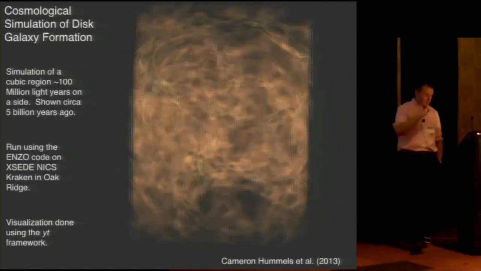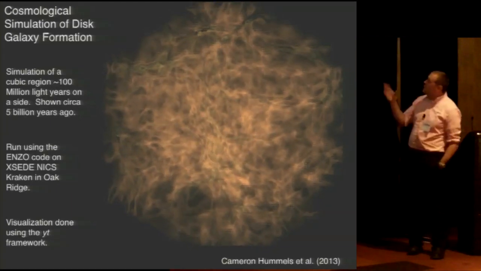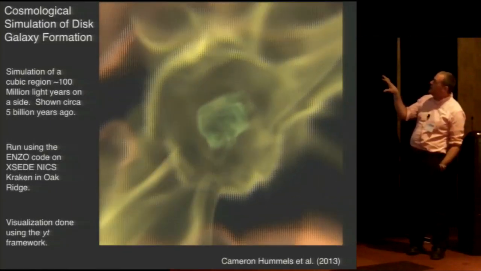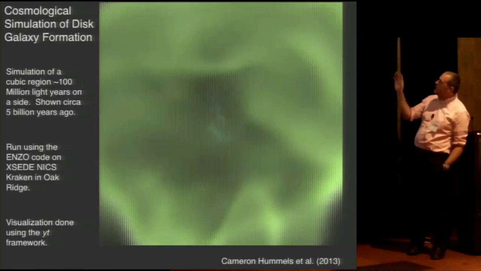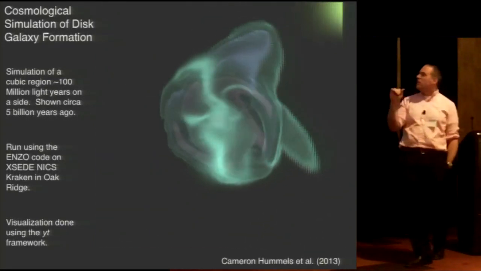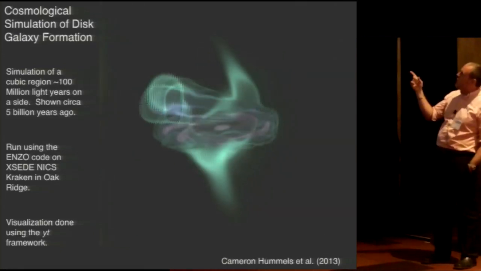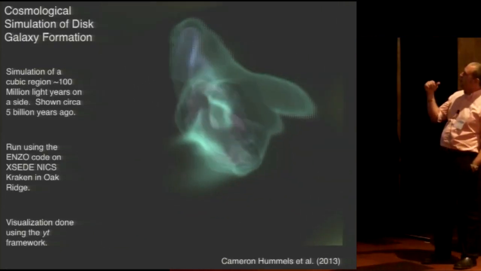And so here we're just spinning a cube of gas that's about 100 million light years on a side, and you can see we're zooming in to a galaxy. These are all just isodensity contours that have been rendered. And you can see the forming disk galaxy. You can see it has some spiral structure. Soon it'll switch to a surface density map.